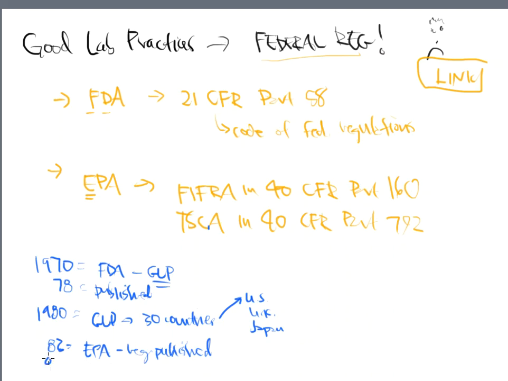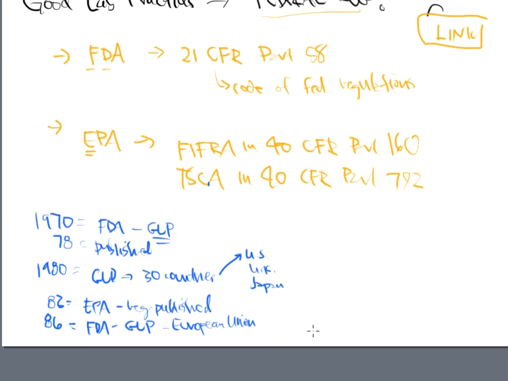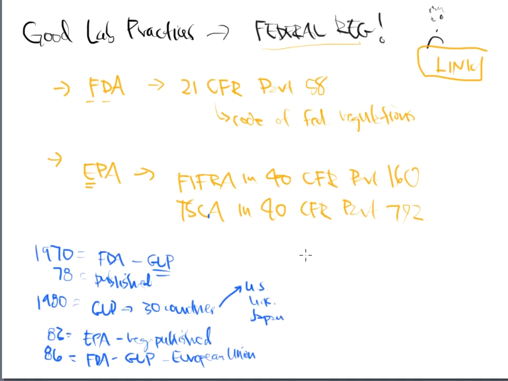In 1986, a little later on, we go back to the FDA, and the FDA is going to revise the GLP regulations that they have put into place. And we get this thing called the European Union. The European Union is going to take basically all the European countries, and they're going to do what the UK and Japan did as well. They're going to lay out their regulations and make them match with everybody else. So now a bigger part of the world is included in these federal regulations.